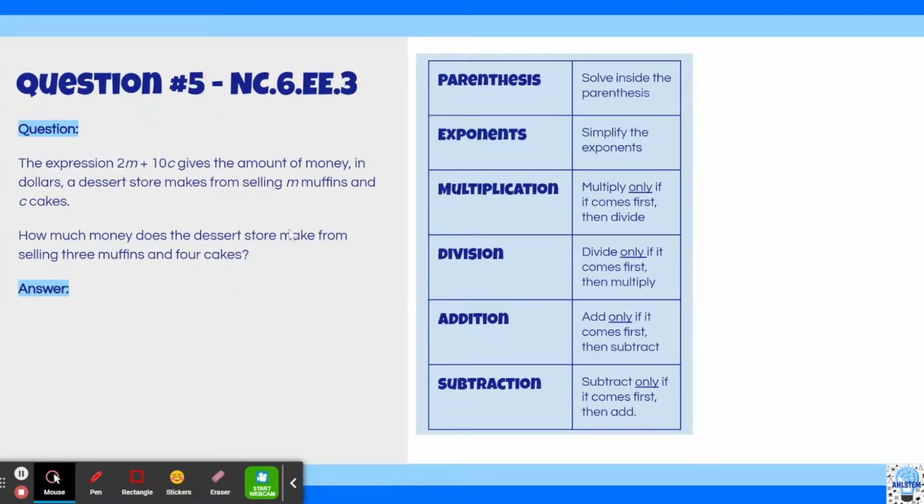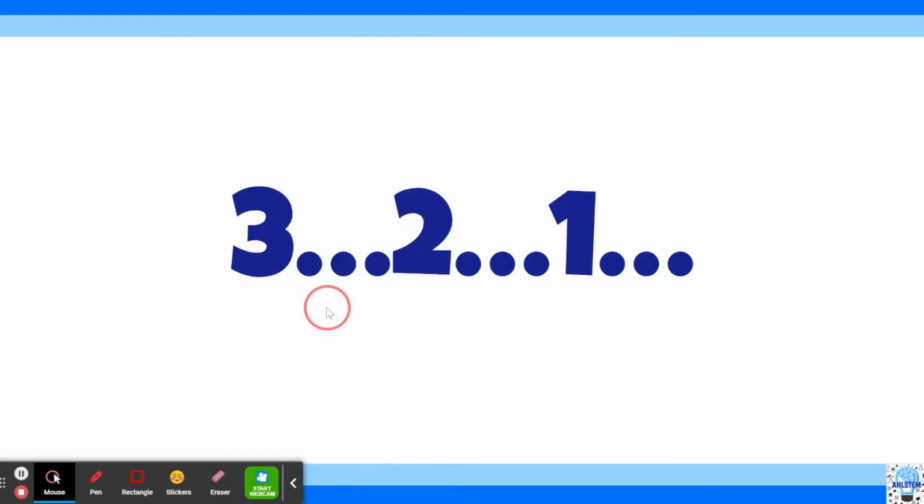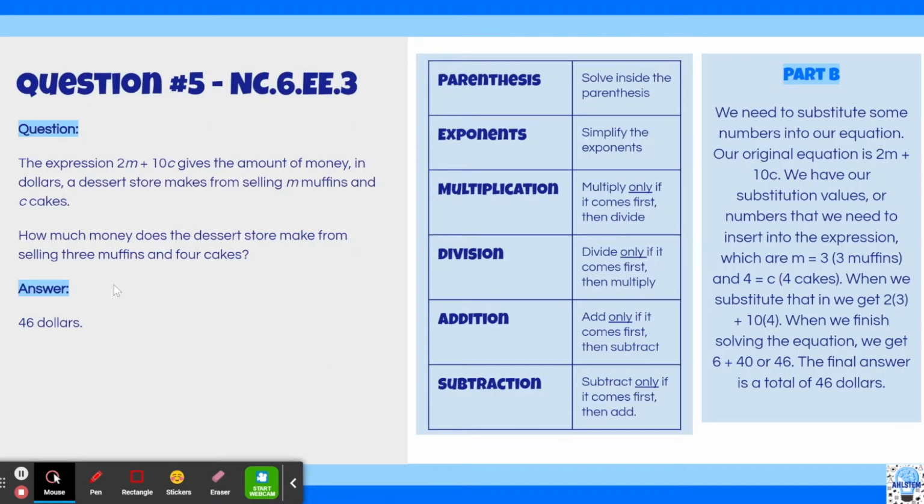All right, let's look at our 5th problem. So the expression 2m plus 10c gives the amount of money in dollars a dessert store makes from selling m muffins and c cakes. How much money does a dessert store make from selling 3 muffins and 4 cakes? So I've given our PEMDAS chart here again, so feel free to use that when you solve this problem. Pause now and we'll check in a few seconds. Ready? 3, 2, 1. So our answer is $46.